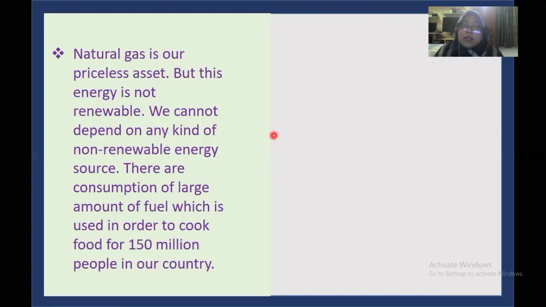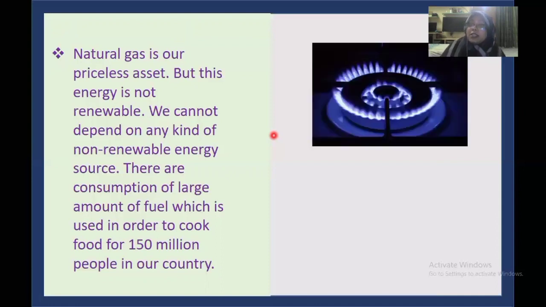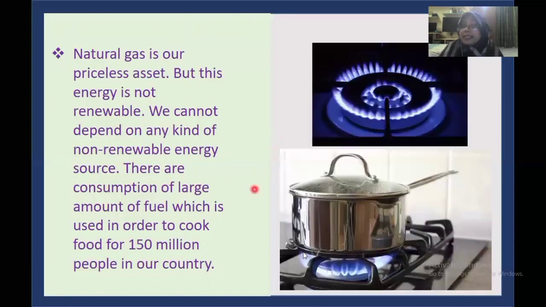These are consumption of a large amount of fuel which is used in order to cook food for 150 million people in our country. So that means natural gas is used for our daily cooking, and this is not only for 150 million people in our country. In this way, various countries who have this type of source are using these natural resources for their daily usage.